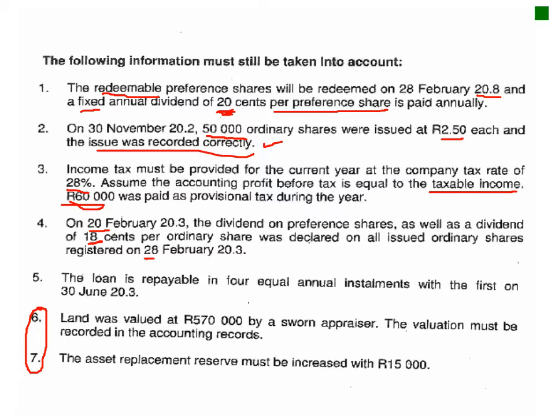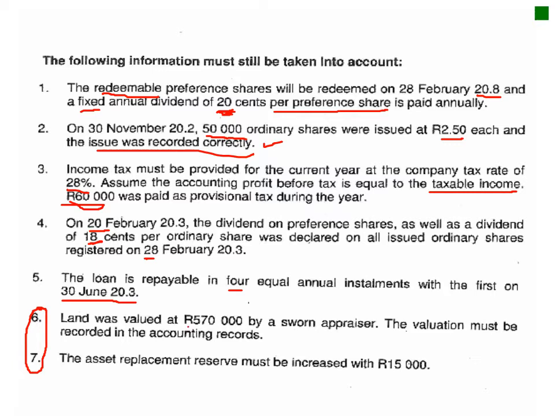There is a loan, and we'll see that that loan is a mortgage bond, and they're telling us it's repayable in 4 equal installments. The first repayment is on the 30th of June 2003. Our year end is 28th of February 2003, so we are going to have to take out this portion of the loan and show it as the current portion of long-term liabilities, because that date is within the next 12 months after the year end.